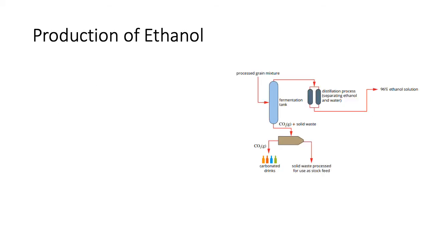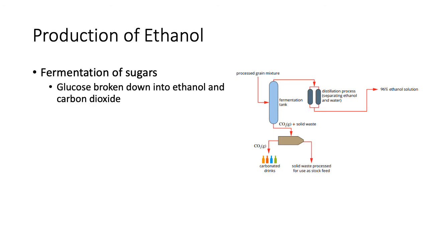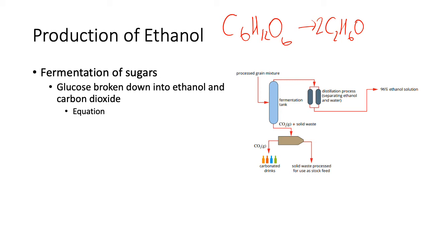Alright, so production of ethanol via the other way, the fermentation of sugars. That's how you make your moonshine. The glucose is broken down into ethanol and carbon dioxide. So where's the equation? Here's your glucose, C6H12O6. It's broken down into ethanol, C2H6O, and it's broken down into two of them, and 2 carbon dioxides.